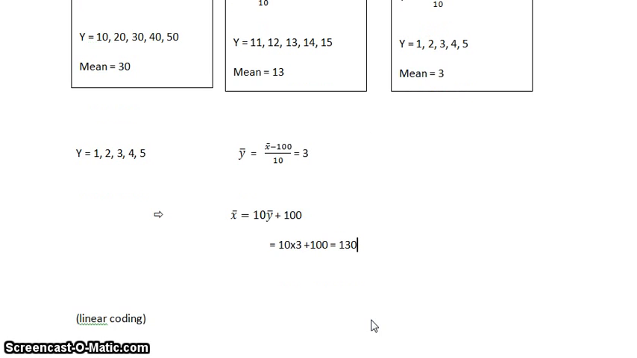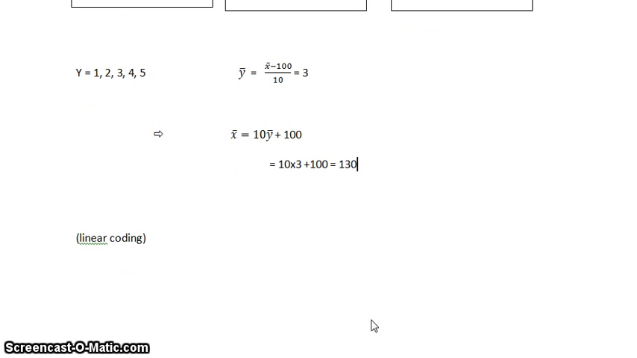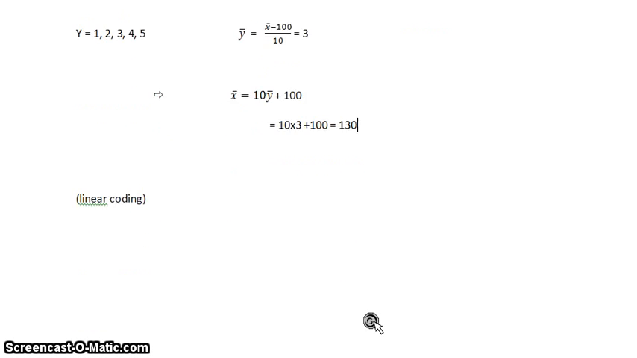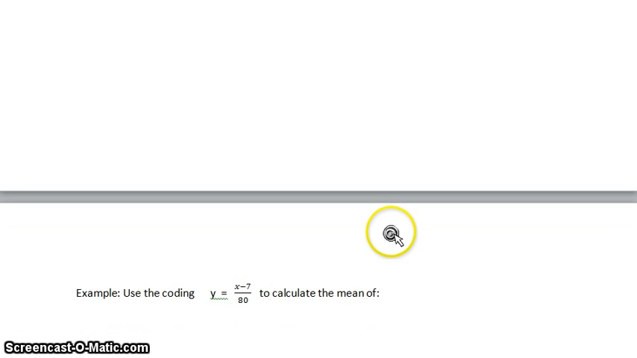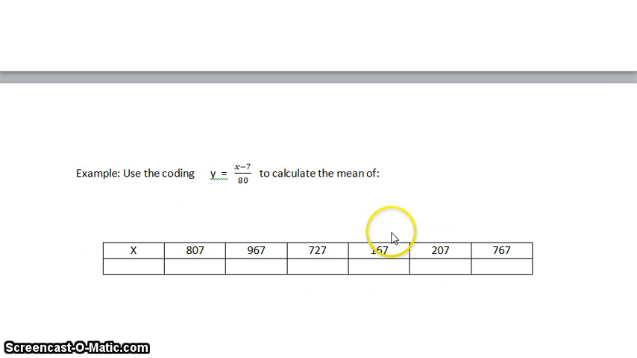Let's have a look at an example. This is an example of linear coding. The formulas here are linear, there's no squares or cubes or anything like that. We're just doing multiplication, division, addition, subtraction. That's linear coding. Here's an example. Use this coding, y equals x minus 7 divided by 80, to calculate the mean of this set of data.